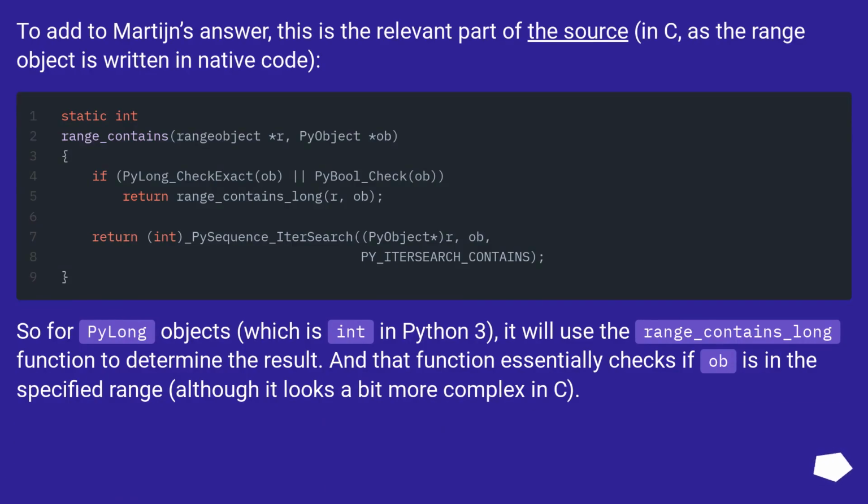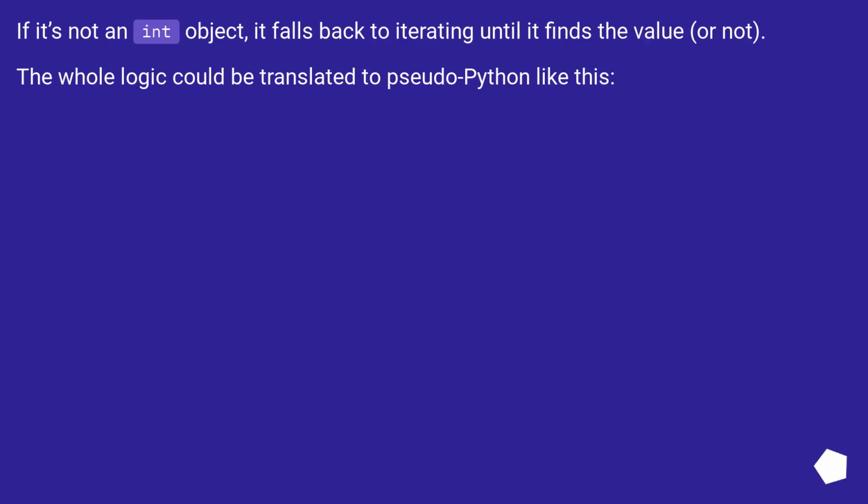To add to Martijn's answer, this is the relevant part of the source, in C, as the range object is written in native code. So for PyLong objects, which isn't in Python 3, it will use the range_contains_long function to determine the result. And that function essentially checks if ob is in the specified range, although it looks a bit more complex in C. If it's not an int object, it falls back to iterating until it finds the value, or not. The whole logic could be translated to pseudo-Python like this.